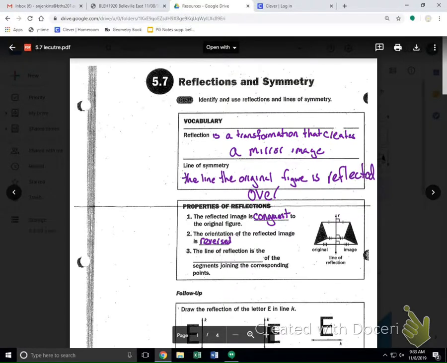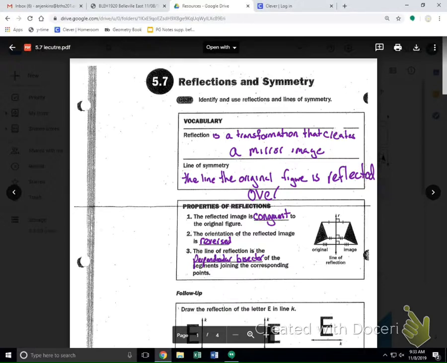And then third, the line of reflection is the perpendicular bisector of the segments joining the corresponding points. So perpendicular, bisector. So what does it mean to be perpendicular? Yep, makes a 90-degree angle, right angle. Bisector means to split in half. So bisector just means it's going to bisect into two congruent parts.